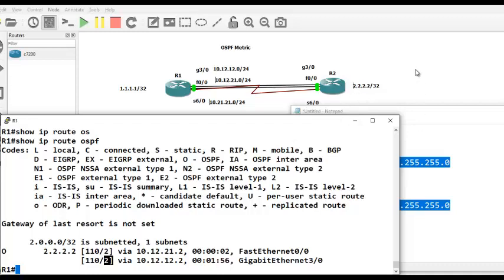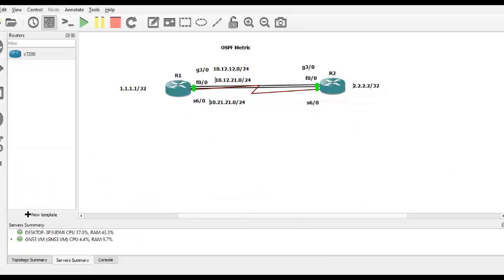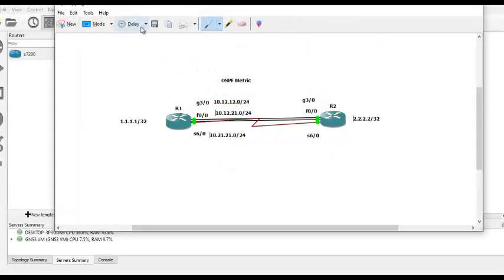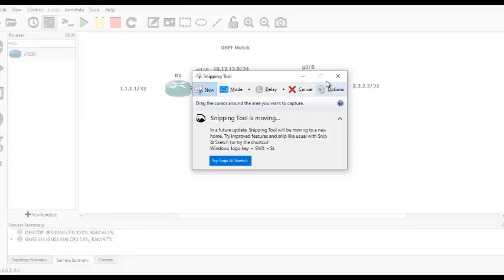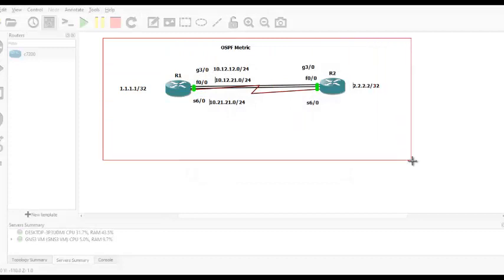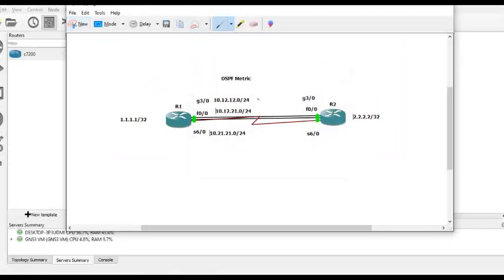Wait, let me draw it more clearly for you. You got 3 links. 1, 2, 3. This is 1.5 meg only. This is 1000 meg. This is 100 meg. For this, both the cost is going to be same. For this, it will be lower, so it ignored this path. But these two are seen as equal, which should not be.